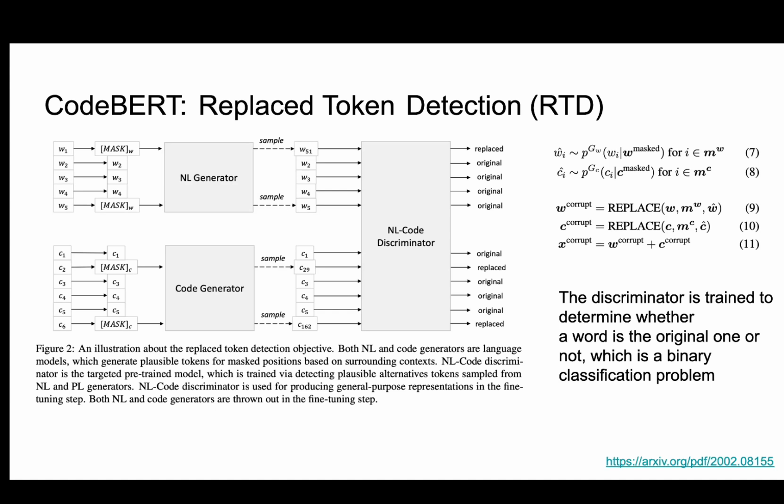Replaced token detection, or RTD. In this task, the discriminator is trained to determine whether a word is the original one or not, which is a binary classification problem. As input, the discriminator takes two inputs, natural language and programming language, where some tokens were replaced by specially created natural language and code generators. These generators take as input words and code with some tokens masked out. Here you can see an illustration of this process.